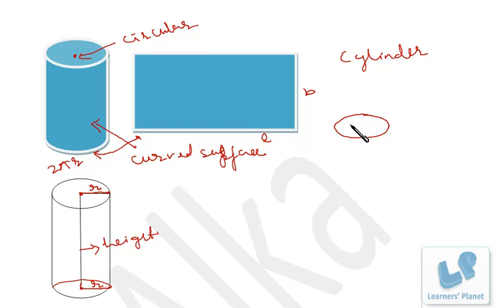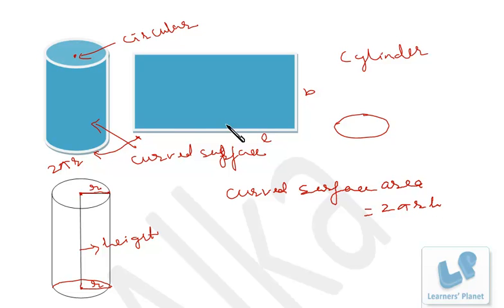So L is converted to 2 pi r, that is the circumference of this circle, right? And the area of this rectangle is L into B, so the area of the cylinder will be what? 2 pi r into h, right? That is the curved surface area. Curved surface area, that is L into B. In this case it is 2 pi r into h, right? So that is the curved surface area of a cylinder, right?